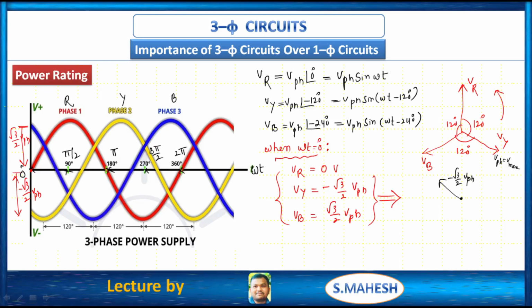Next, VB is what? As it is, but the magnitude is root 3 by 2 V phase. VR is 0. This is VB, and this is negative Vy, right? So what is the resultant between these two? How can we get the resultant?